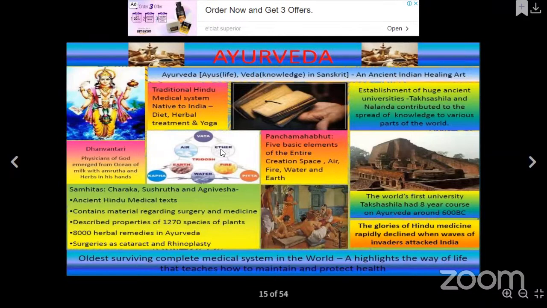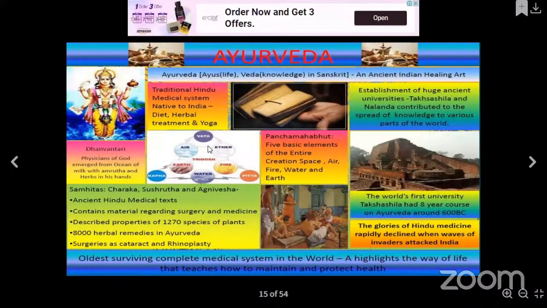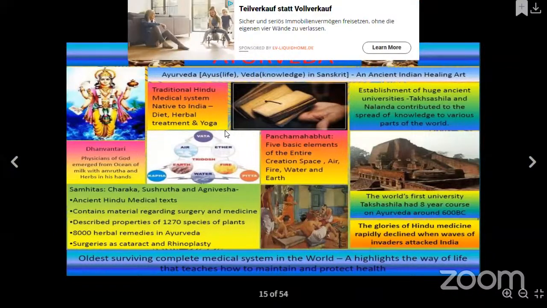In the Ayurveda system there are vata, pitta, and kapha. Vata means air, airborne diseases. In Telugu it could be called vatam. Kapha is soil-borne, and pitta is water-borne or related to fire. Those are known as vata, kapha, and pitta in the Ayurveda system.